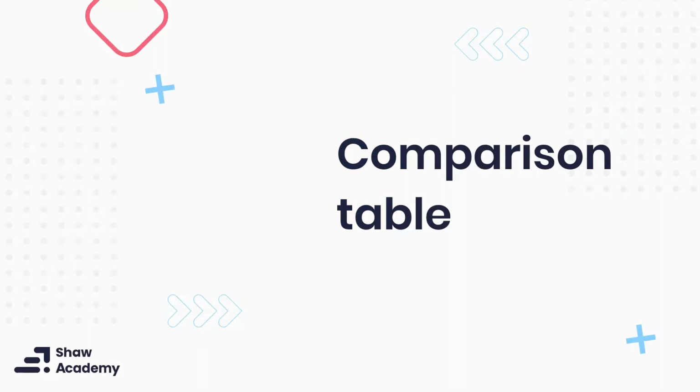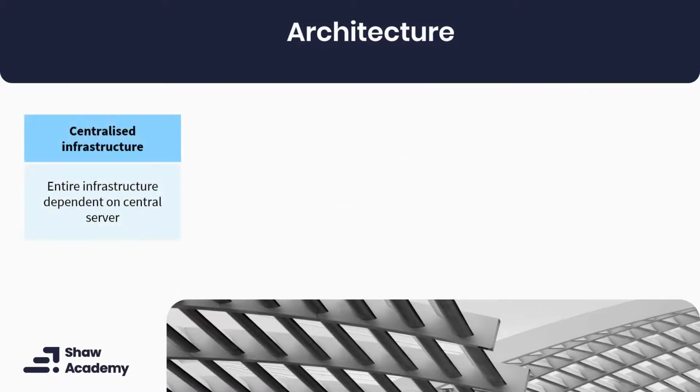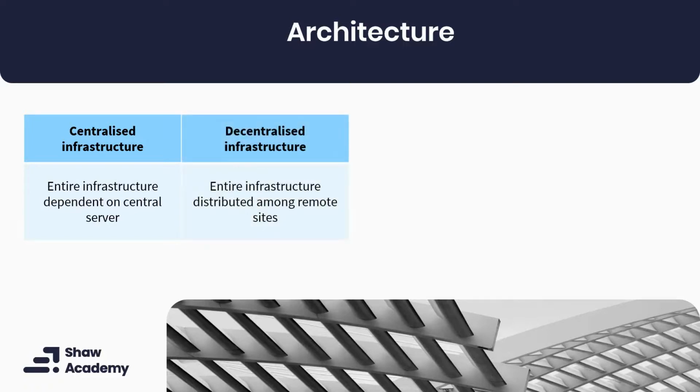decentralized, converged, and hyperconverged. In terms of architecture, a centralized infrastructure is dependent on the central node or server. All the remote nodes or servers in the remote site will need to send their queries to the central node or server to access the policy administration points cluster at the headquarters. The architecture of the decentralized infrastructure has the entire infrastructure distributed among the remote sites.